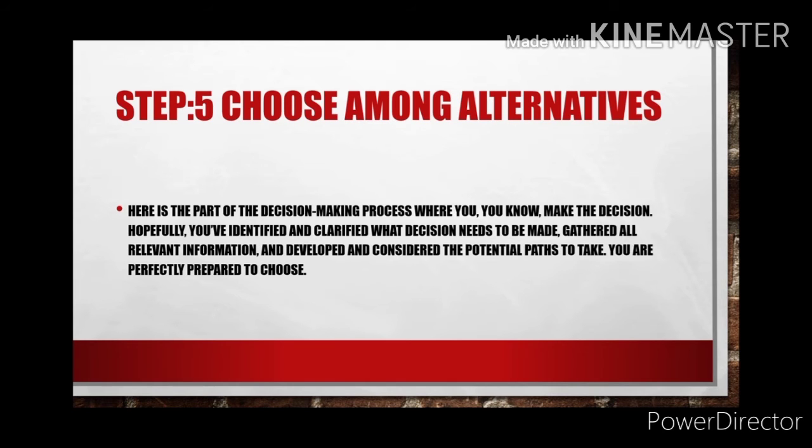Step number 5. Choose among alternatives. Here is the part of the decision making process where you make the decision. Hopefully you have identified and clarified what decision needs to be made, gathered relevant information, and developed and considered the potential paths to take. You are perfectly prepared to choose.